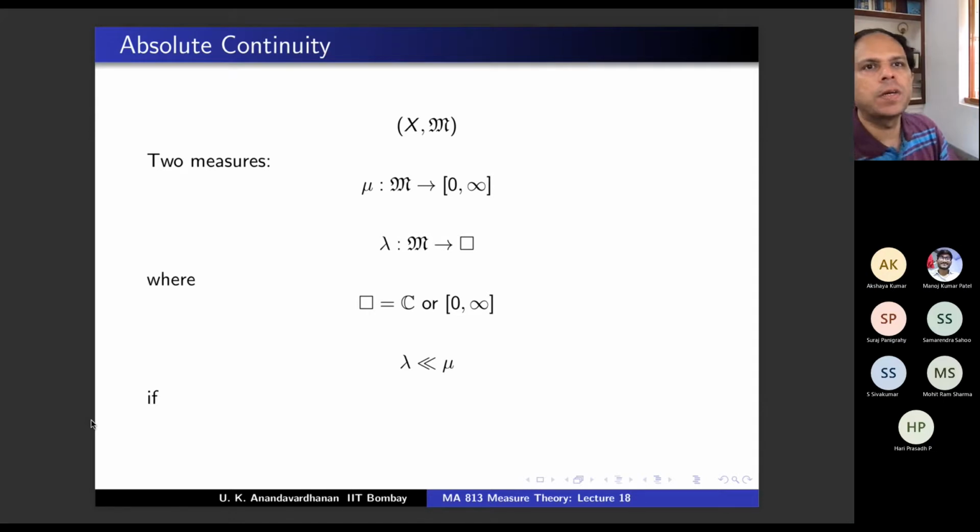So what you have to remember is, given mu, a natural measure which is absolutely continuous with respect to mu is f d mu, right? So that is what you should remember. So what is the property of f d mu? If mu of E is zero, then f d mu of E is also zero, right? Yes.